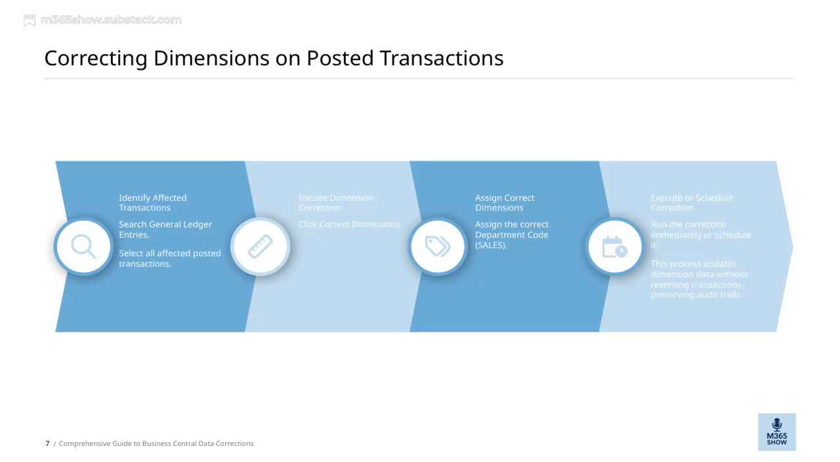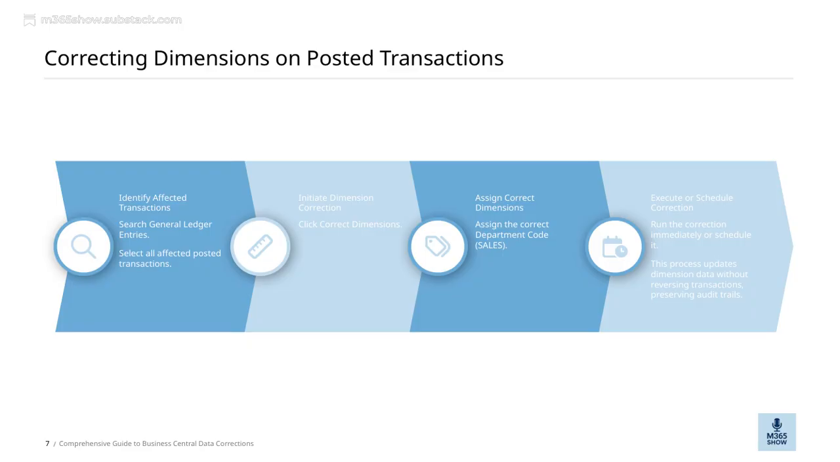Now, let's look at how to correct dimensions on posted transactions. This step is crucial because it ensures our data remains accurate without affecting the audit trail. You have the option to run the correction immediately or schedule it for later, depending on your workflow. When you execute or schedule the correction, the system updates the dimension data without reviewing the transactions themselves, which helps maintain the integrity of your audit records.